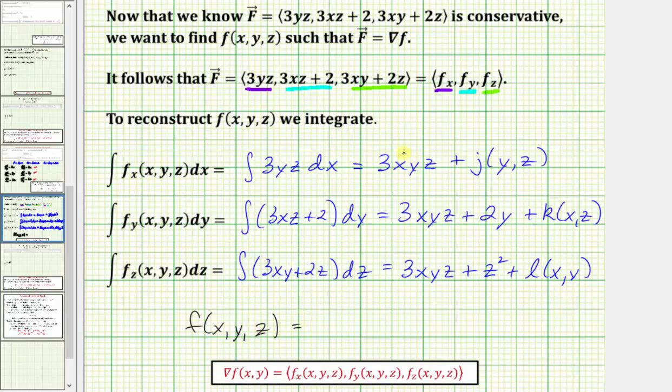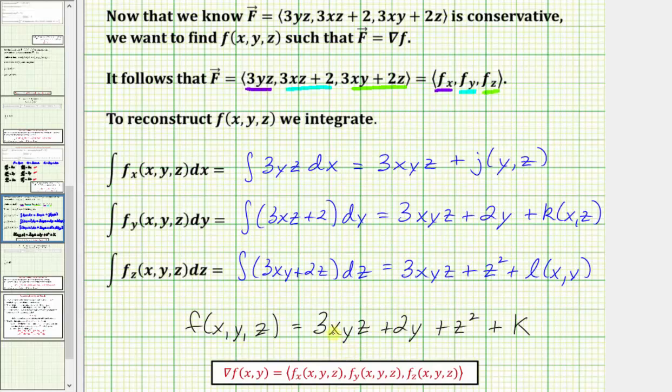Notice all three antiderivatives have the term 3xyz, which would be part of little f. The second antiderivative has the term 2y, which must also be a term in little f. And finally, the third antiderivative has the term z squared, which must also be a part of little f. So we have plus z squared, and then plus k for the constant of integration. So this is the function little f that we're looking for, which will help us evaluate the line integral based upon the fundamental theorem of line integrals.